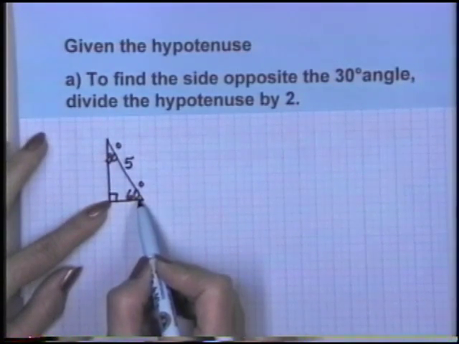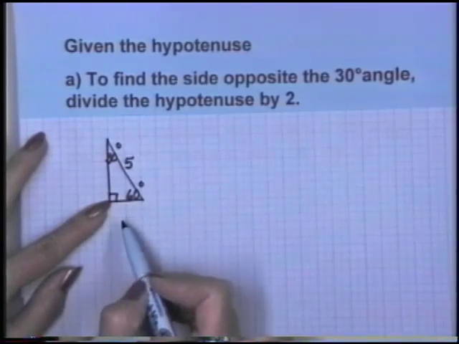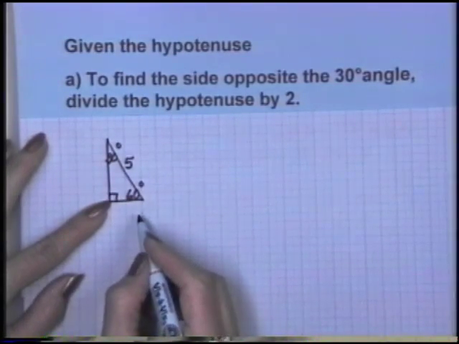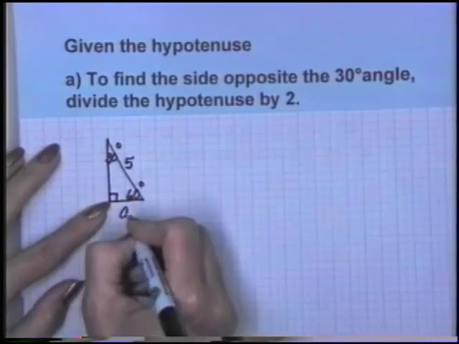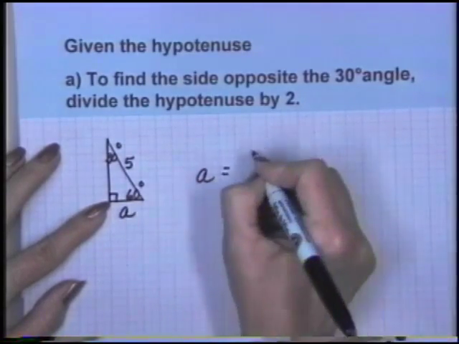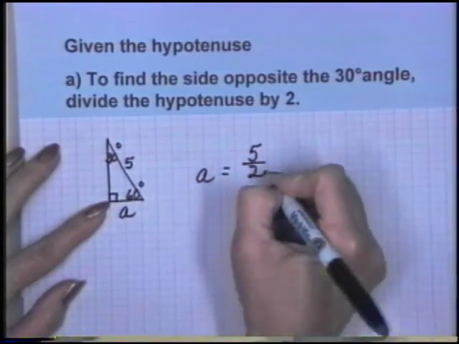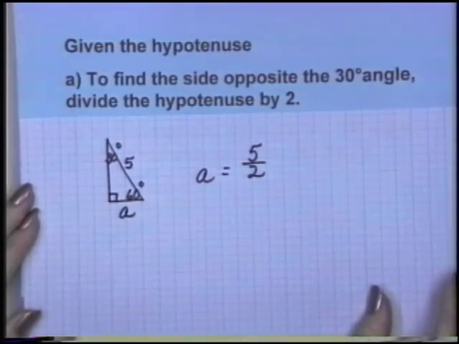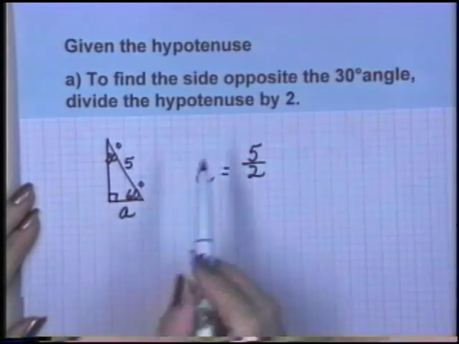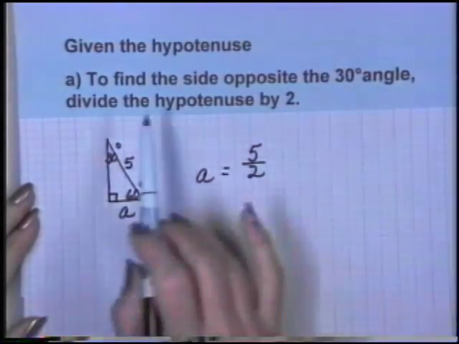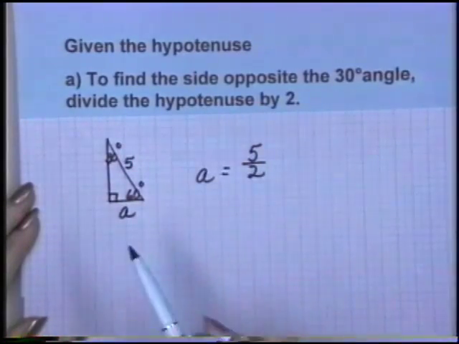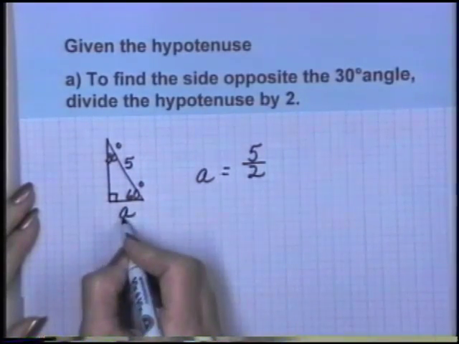Well, now, what do I know the relationship is? I know that the side opposite the 30 degrees is half the hypotenuse, don't I? So this leg A will be 5 divided by 2, and that's how I find the side opposite the 30-degree angle. I divide the hypotenuse by 2.